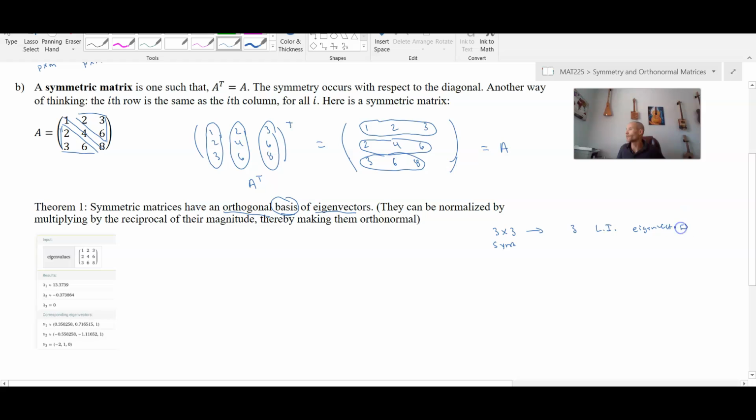And how do we know they're linearly independent? Well, they are orthogonal. We can make them orthonormal by multiplying by the reciprocal of their magnitude, in other words, dividing each eigenvector by its magnitude. We could make them unit length, but they will be orthogonal to begin with.